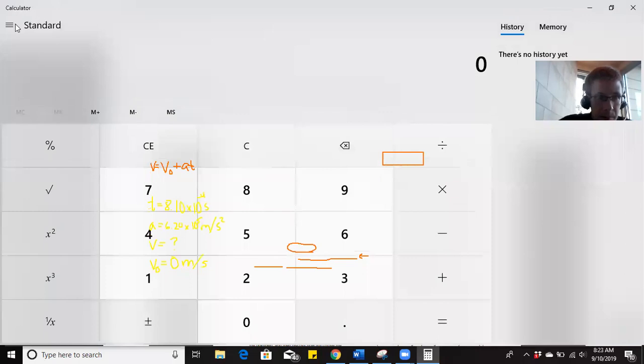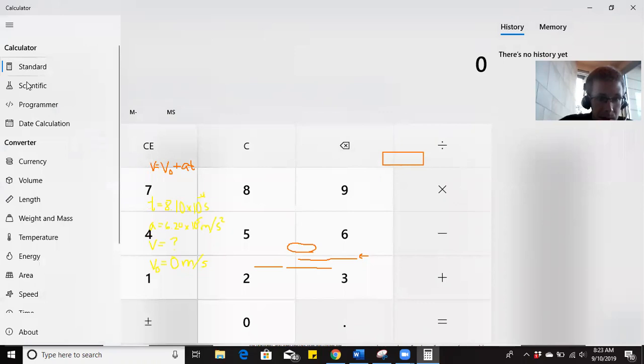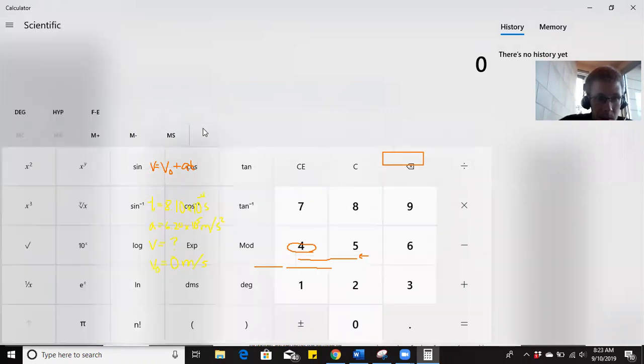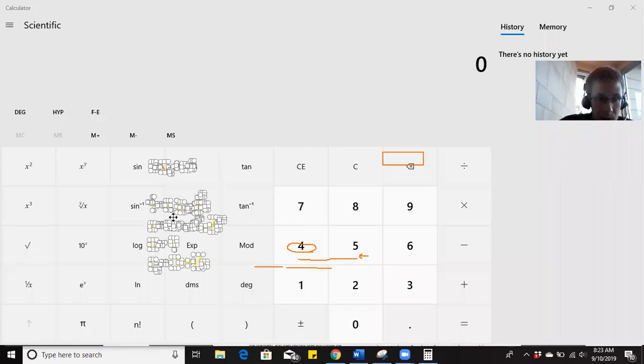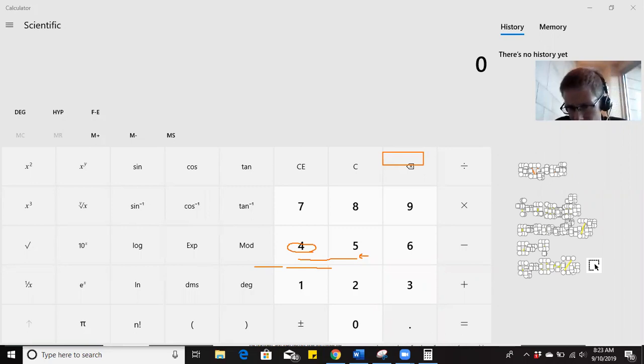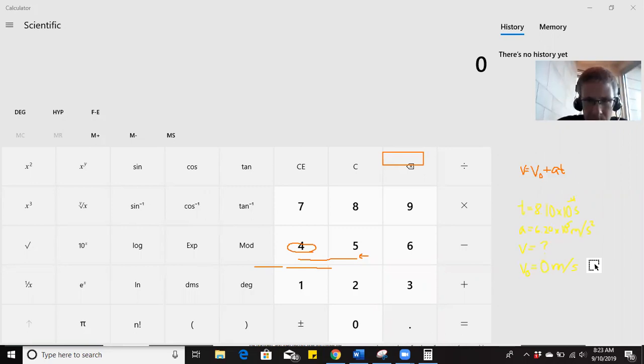So let me switch to scientific calculator just so I have more functions available to me. I'm going to move all this stuff up so we can see a little bit better. I'm sorry for the yellow text. It's probably hard on your eyes right now. Next time I'll need to remember to use the darker text on the calculator. But focus on the orange part for now, that equation.